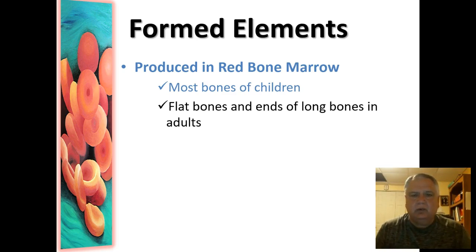So in adults, we don't find red bone marrow in as many of the bones, but we do find red bone marrow in flat bones and in the end of the long bones in adults, the long bones like the femur, the humerus, the fibula, the radius and ulna, so on and so forth. You know, those ends, the epiphyses, where we have a lot of spongy bone, trabecular bone, if you will, and in the pores of that spongy or trabecular bone is where we find a lot of red bone marrow, and so that's where we're going to find formed element formation.